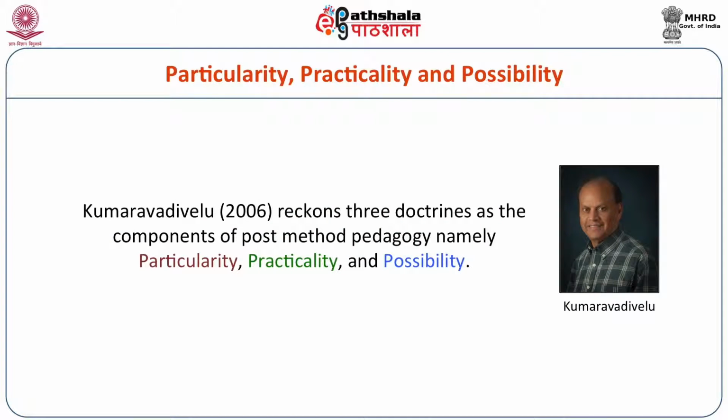Now we have seen that method, methodology and the death of the method, known afterwards as post-method, are the terminologies used by researchers while doing the research work. So there are some more things like particularity, practicality and possibility. Kumaravadivelu is a main name while discussing all these parameters of research. He reckons three doctrines as the components of post-method pedagogy, namely particularity, practicality and possibility.